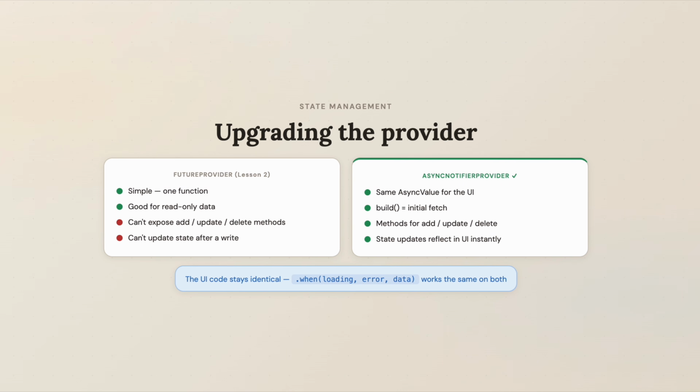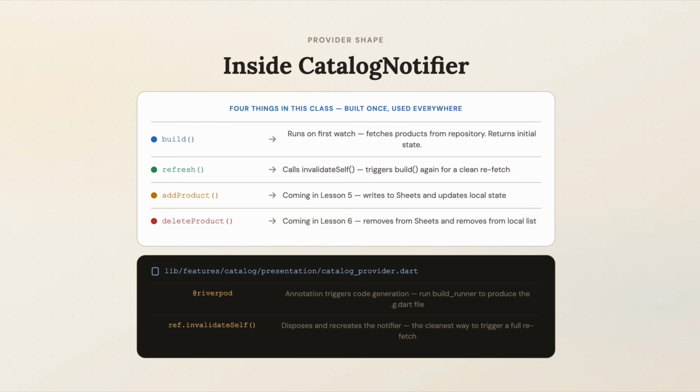In lesson 2, we used a future provider. That's fine for read-only data, but from lesson 4 to 5 onwards, we'll need to add products, update products, and delete products, all of which need to update the local state after the API call succeeds. Async notify provider is the right tool for this. It gives us an async value for the UI, just like future provider, but it also lets us expose methods that modify state. Let's set it up now so we have the right foundation. Back to our catalog underscore provider.dart.